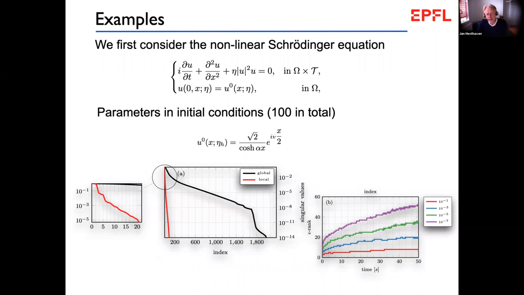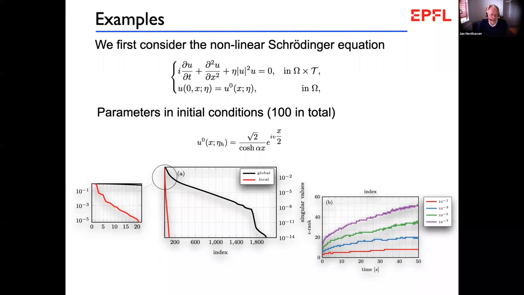So here's the nonlinear Schrodinger equation. This is a wave problem of relevance to fiber optics and various others. We look at the parameterized initial conditions. Alpha is a parameter and V is a parameter, 10 by 10, so there are 100 parameters. And you look at the decay of the singular values, either in the global snapshot, which is the black line, or the red one, which is the rank of the average over time, and so the evolving basis.